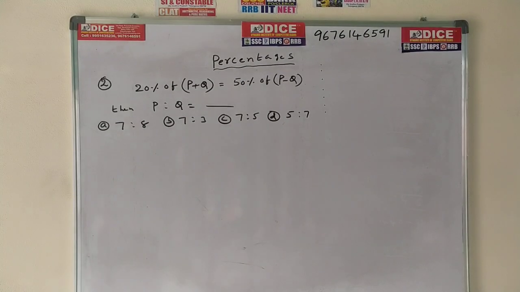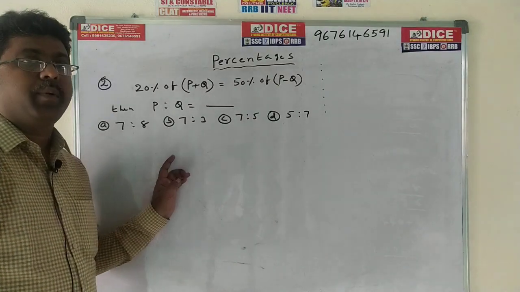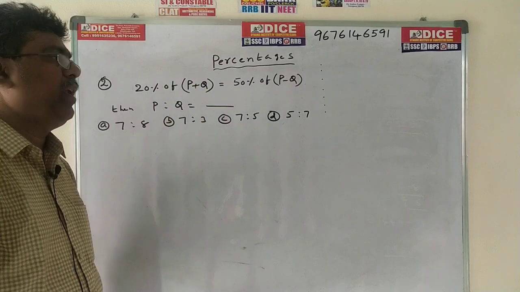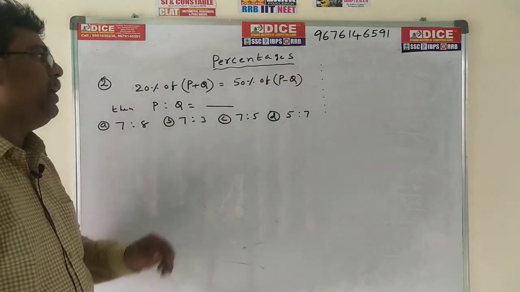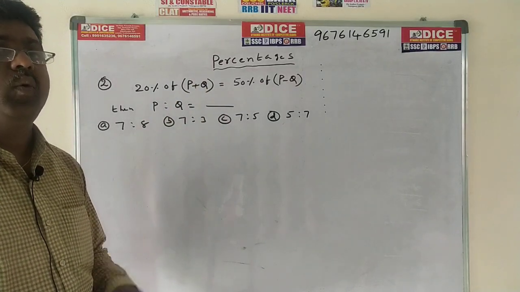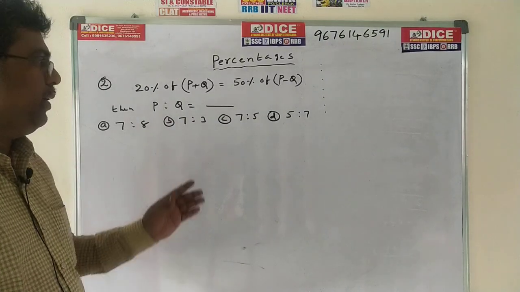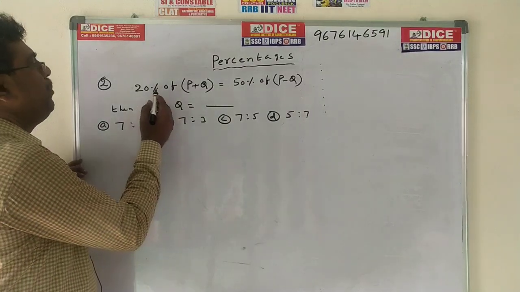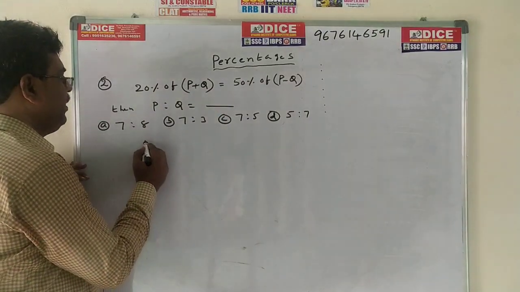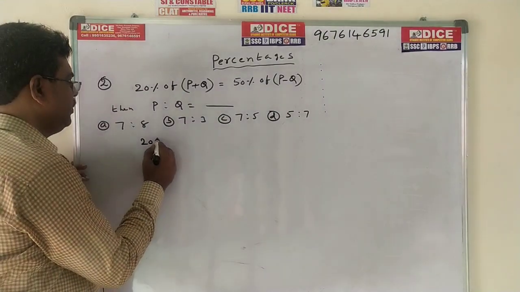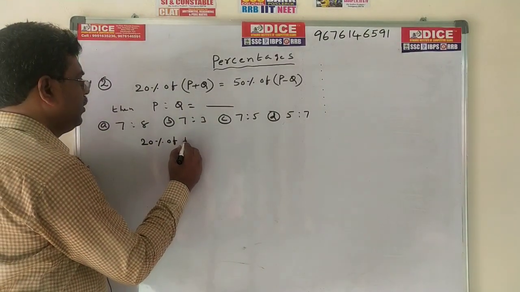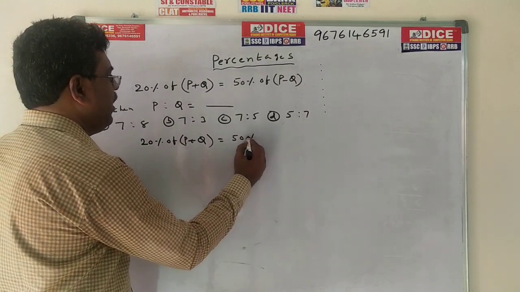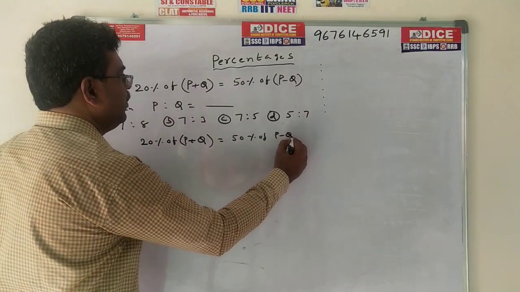Now come to the second problem. 20% of P plus Q is equal to 50% of P minus Q, then P is to Q is equal to dash. How to find out this problem? Here you are given the options, so the process is very easy. He was given 20% of (P plus Q) is equal to 50% of (P minus Q).